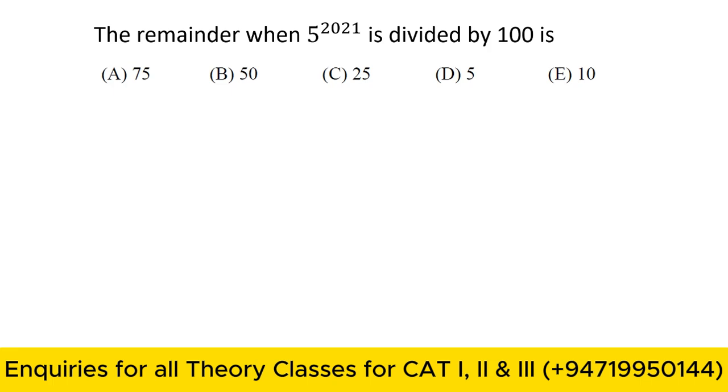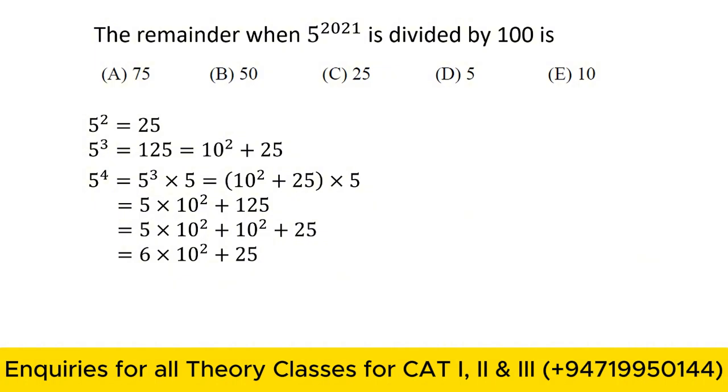So I just simplify this question. We can write 5 to the power of 2 is equal to 25. 5 to the power of 3 is equal to 125. We can write 10 to the power of 2 plus 25. Again 5 to the power of 4, I can write 5 to the power of 3 times 5.